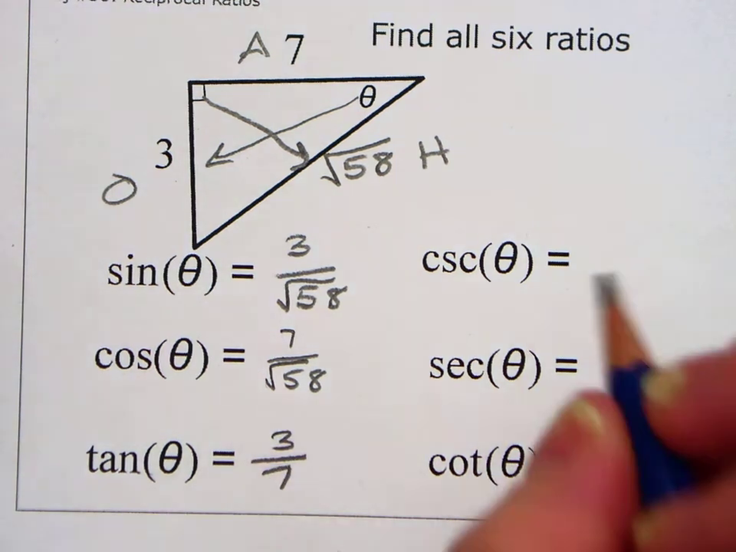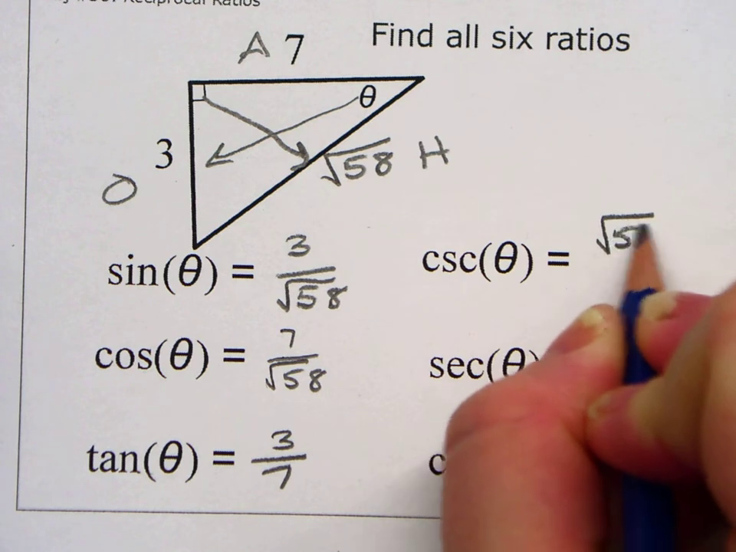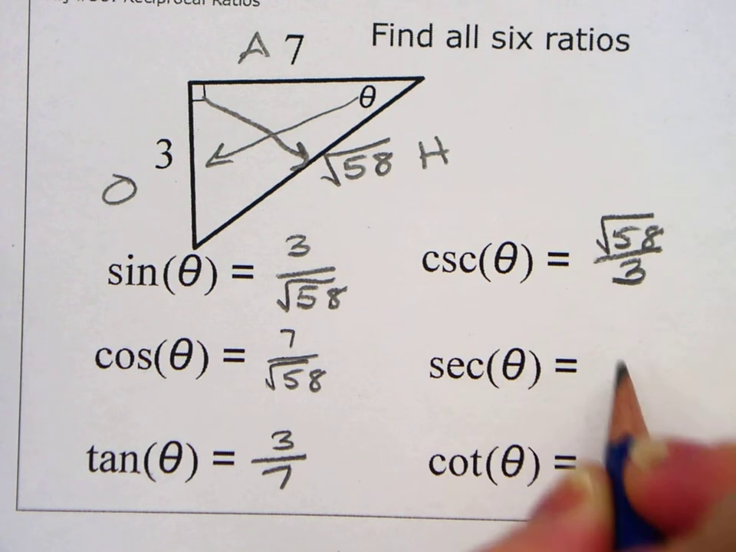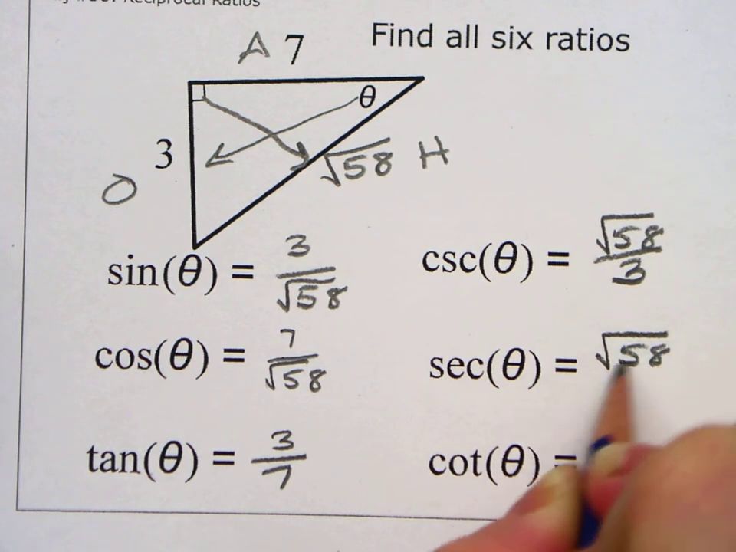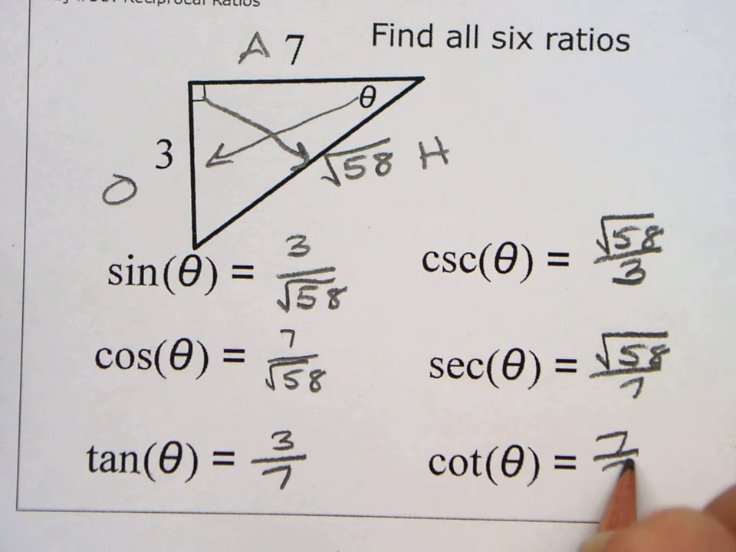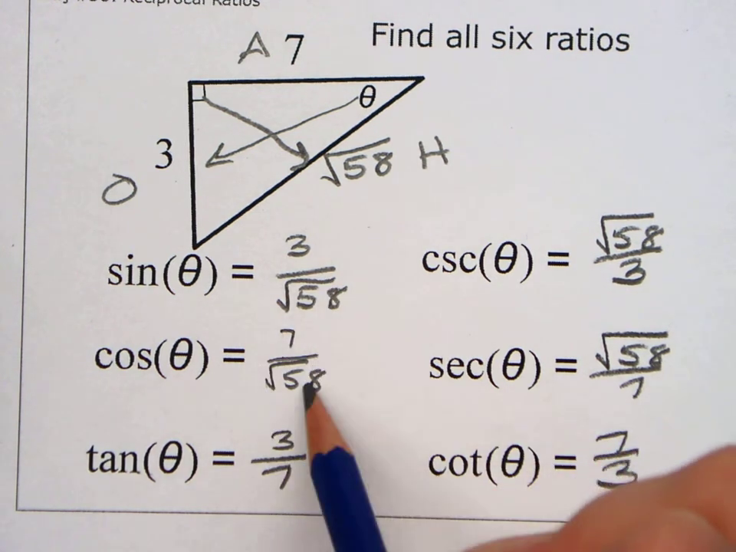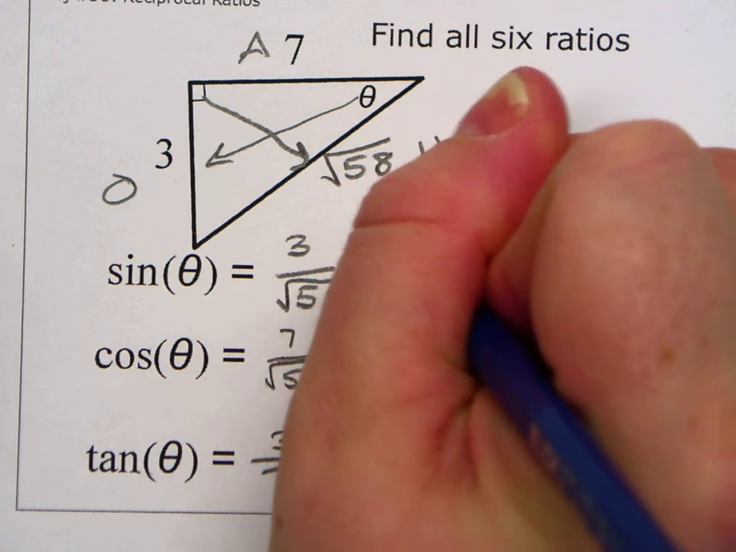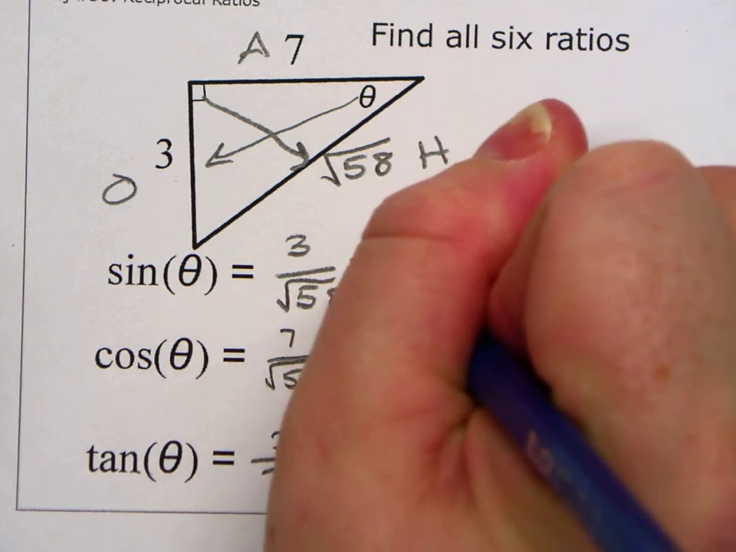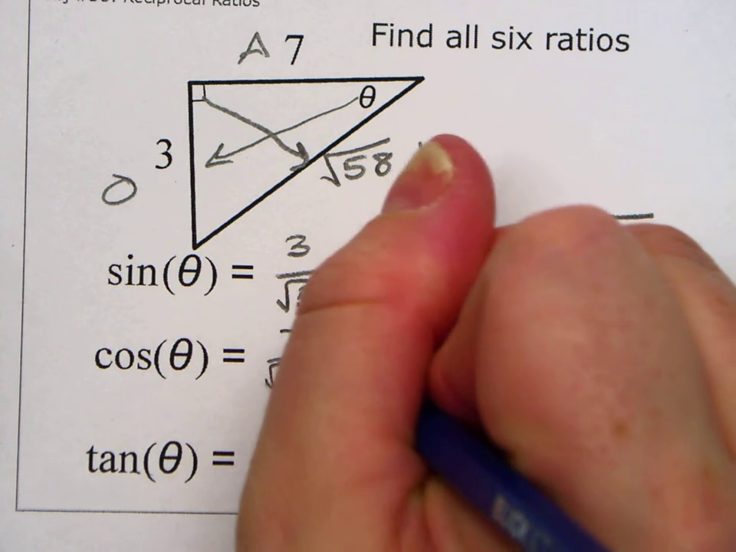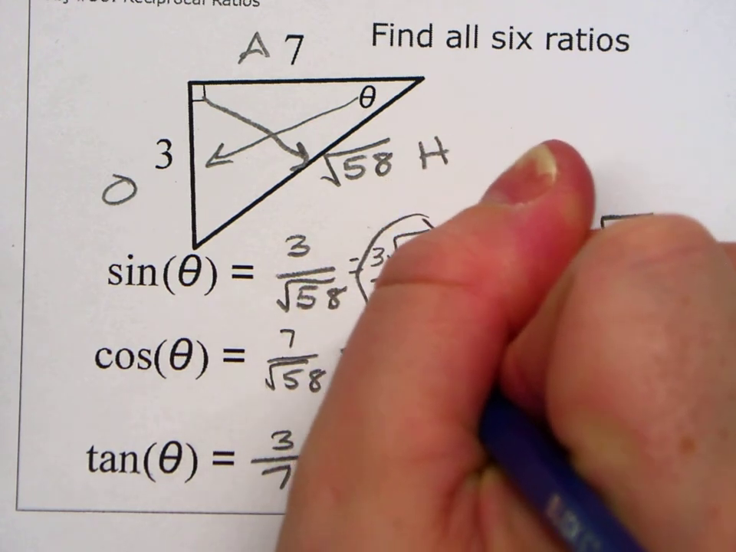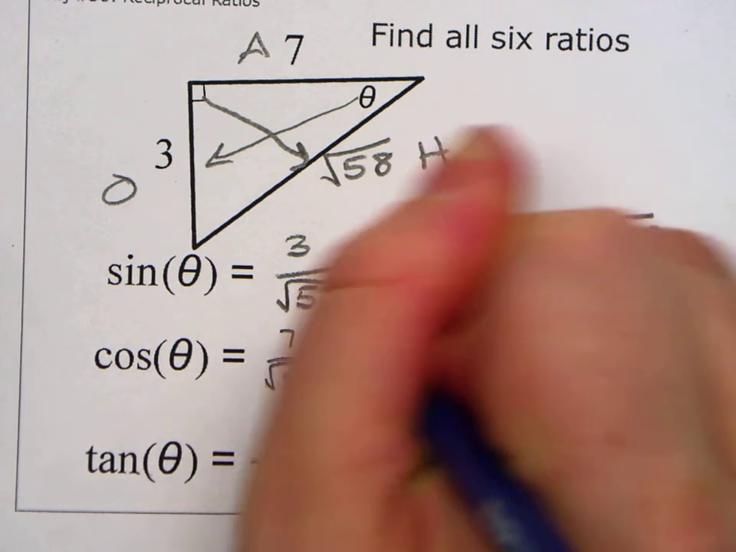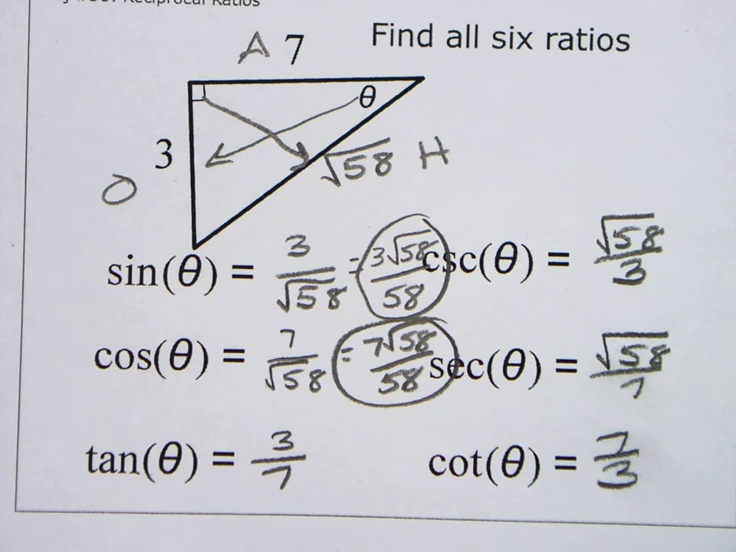Cosecant, flip. Radical 58 over 3. Radical 58 over 7. And 7 over 3. Now these two you should rationalize. 3 radical 58 over 58. All right. And 7 radical 58 over 58. You should rationalize those. Make sure there's not a square root in the denominator. Okay? And we're done.